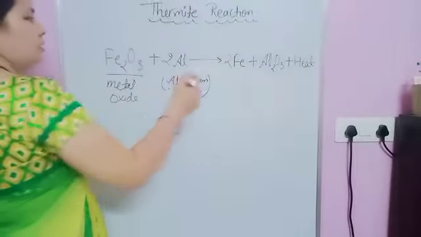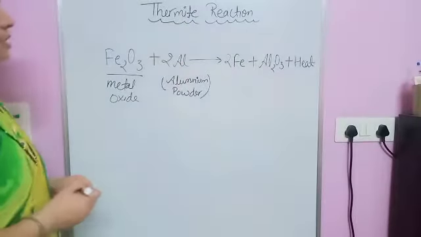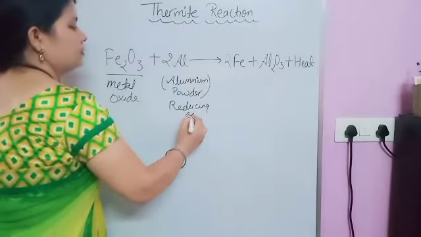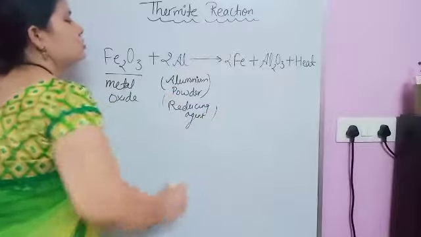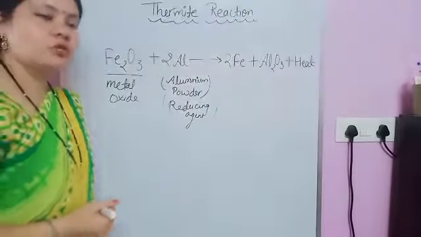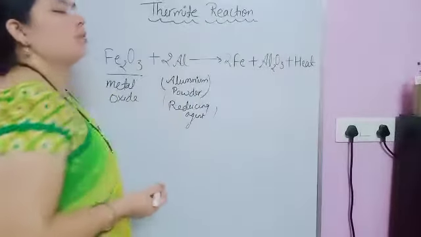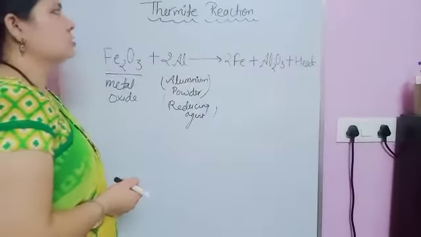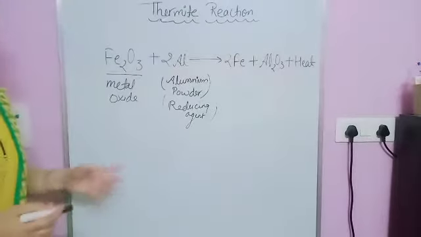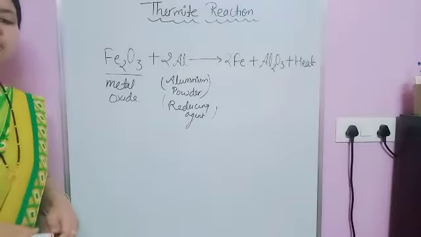Simple reaction. What did they do here? They are using aluminium as the reducing agent. So whenever aluminium powder is used as a reducing agent to get a metal from its metal oxide, that process is known as the thermite reaction. Okay, so simple. After that we will do extraction of less reactive metals.